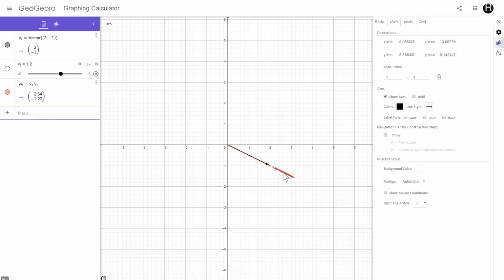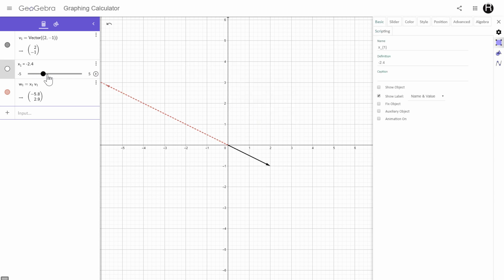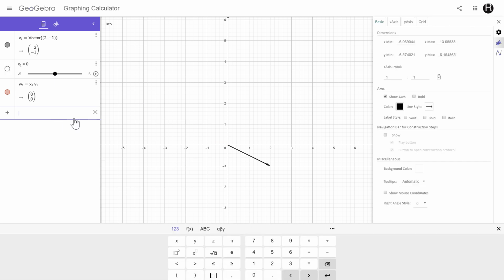Okay, so let's stop this now, take away the trace, and get this back to somewhere between 0 and 1. So now let's find another vector. Let's create v sub 2, the vector from the origin to, let's try, 1, 1. So now we have this vector going from 0, 0 to 1, 1.